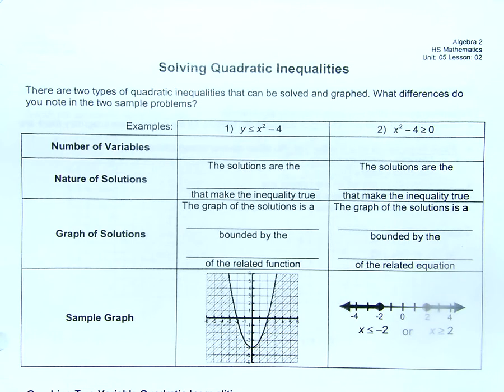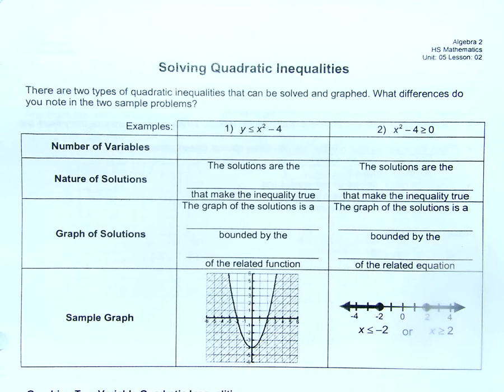Solving quadratic inequalities. There's two types of quadratic inequalities that we can be working with here, that we can not only solve but also graph. So keep in mind that when we're solving quadratic inequalities, it will always have a graph. Now, depending on what type of inequality it is will depend on what type of graph you have.